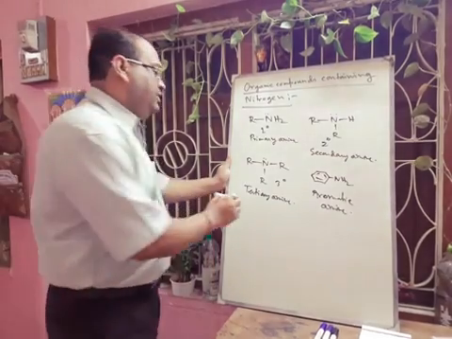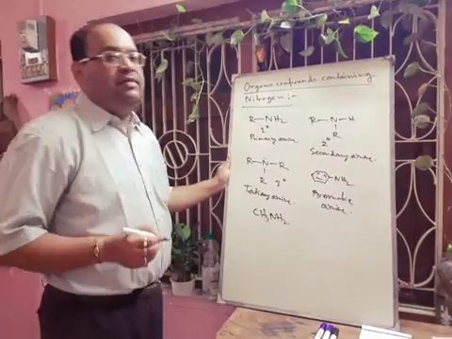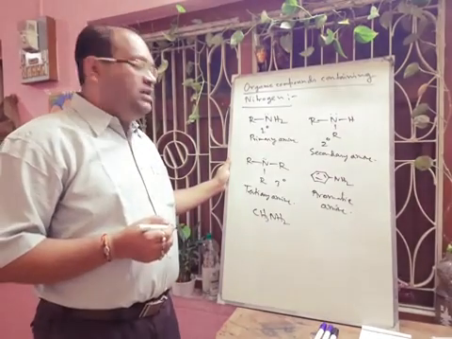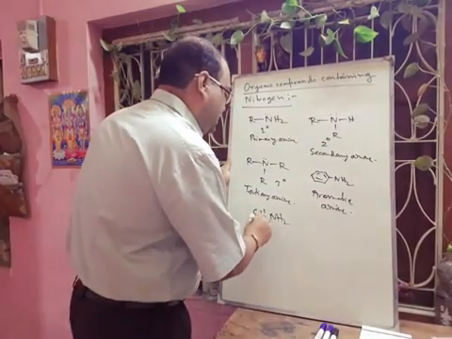Now regarding the nomenclature, aliphatic amines are named as alkanamines. Okay. Suppose if we write CH3NH2, what will be the IUPAC name of this amine compound? This will be methanamine.